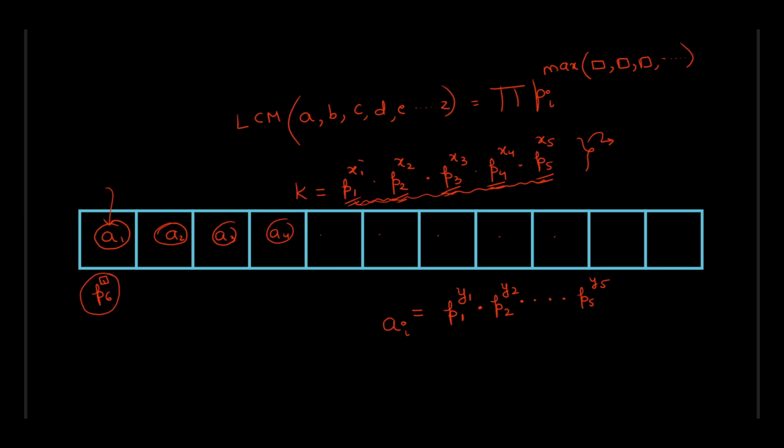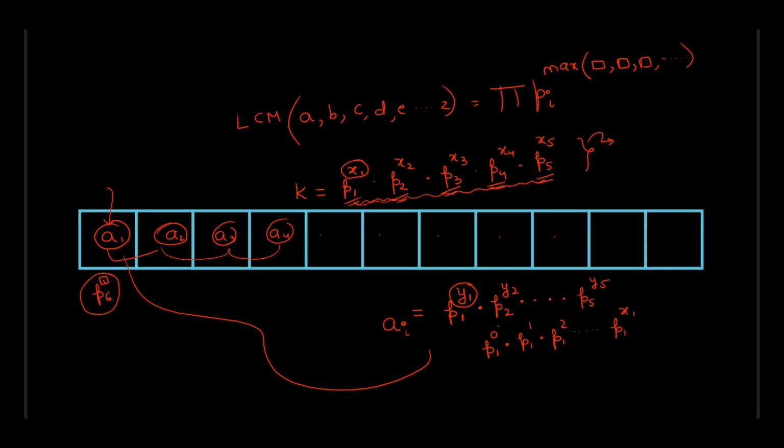Then you know that X1 is the maximum possible exponent in all of these AIs. In this, and this, all of these AIs have maximum. So any AI cannot have an exponent greater than X1. So what are the possible choices for A1 when you are looking at this particular exponent P1? It can either be P1 to the power 0, which means the prime factor is missing, or P1 to the power 1, or P1 to the power 2, up to P1 to the power x1.